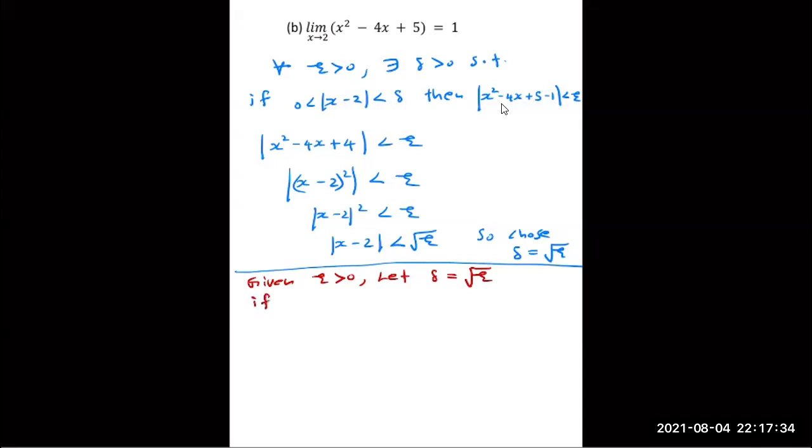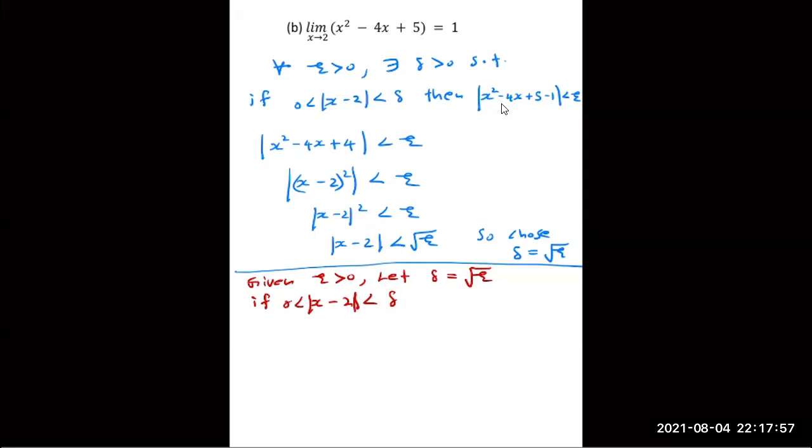Let's assume that this is true: the absolute value of x minus 2 is greater than 0 and less than delta. Remember, your value of delta is square root of epsilon in this case. If this is true, let's prove that this is true.